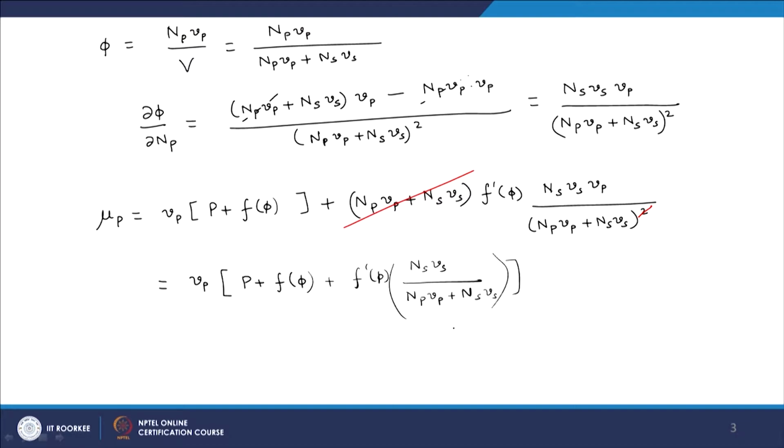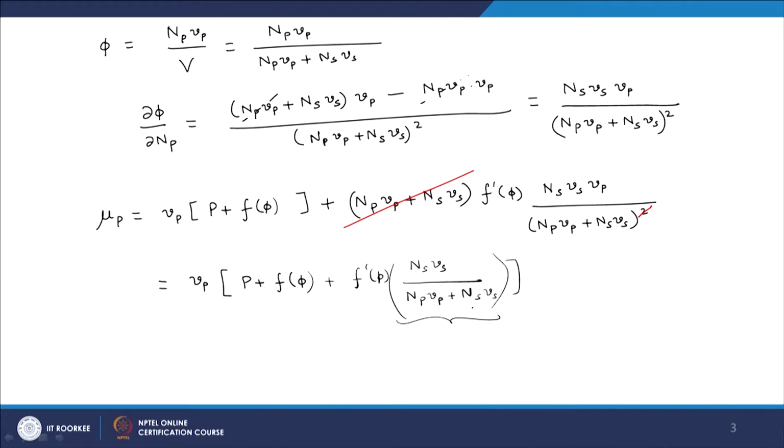If I now look at this particular term, it is simply the volume of solvent divided by the total volume. So, it is simply the solvent volume fraction, which is 1 minus the solute volume fraction, and so we can write mu_p as V_p multiplied by P plus f of phi plus (1 minus phi) f prime of phi.